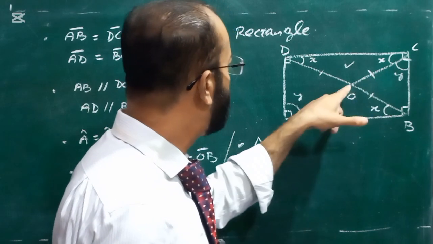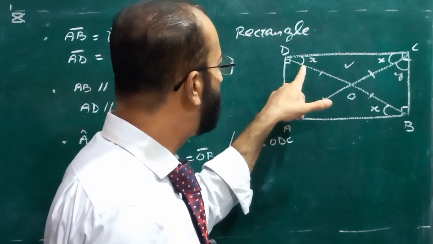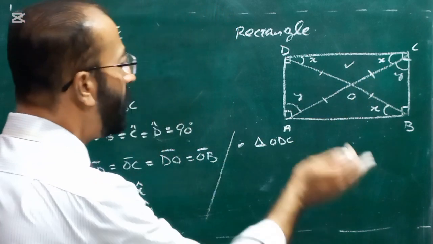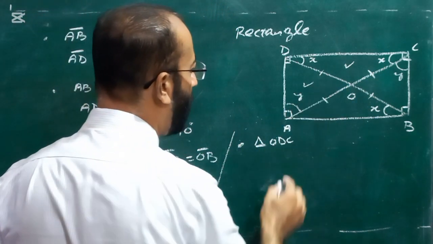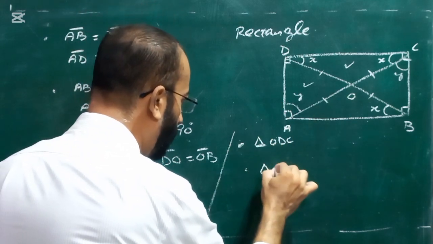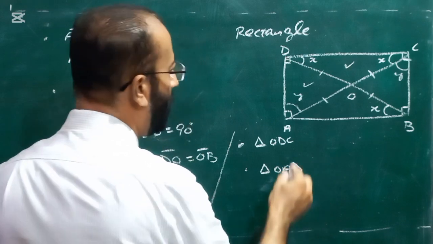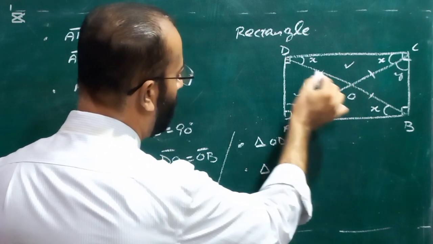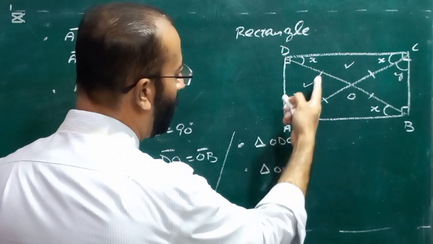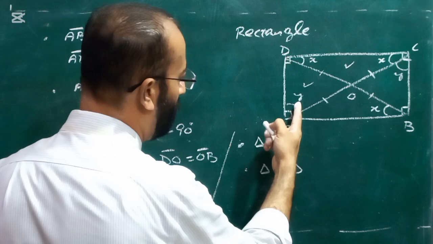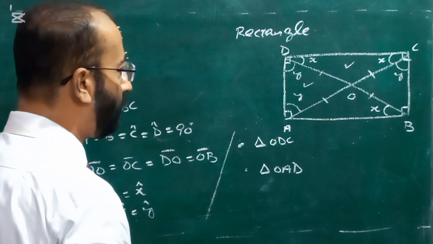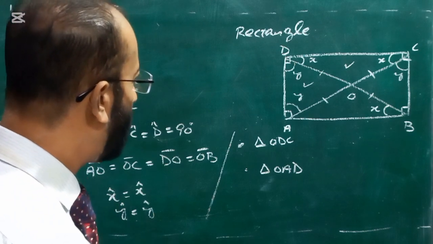So if OC is equal to OD, their base angles, like this angle and this angle, will also be equal because base angles are equal. This same property will be applied in this triangle as well. So look at OAD. This side OA is equal to OD, so it means this is also an isosceles triangle. If two sides are equal, their base angles will be equal. So if this is y, this will also be y. So these are the properties.